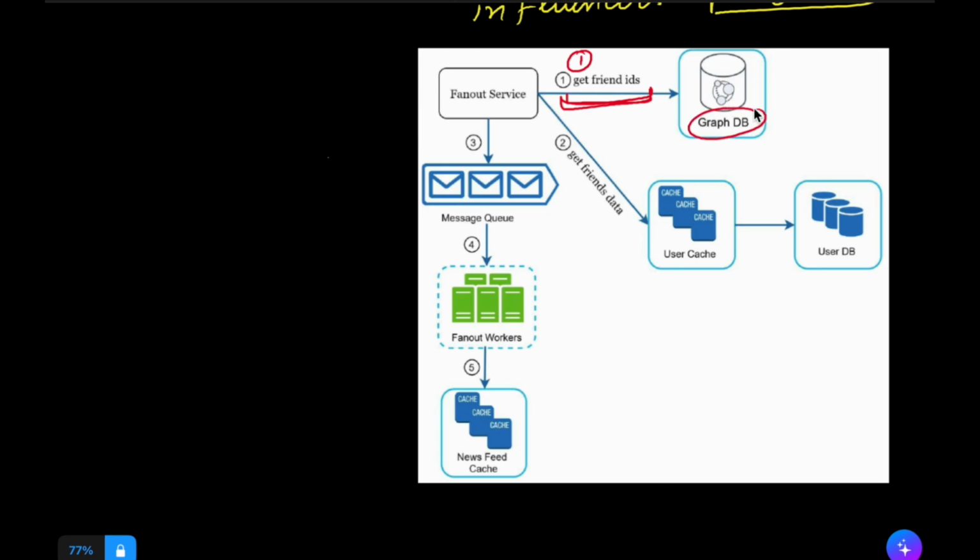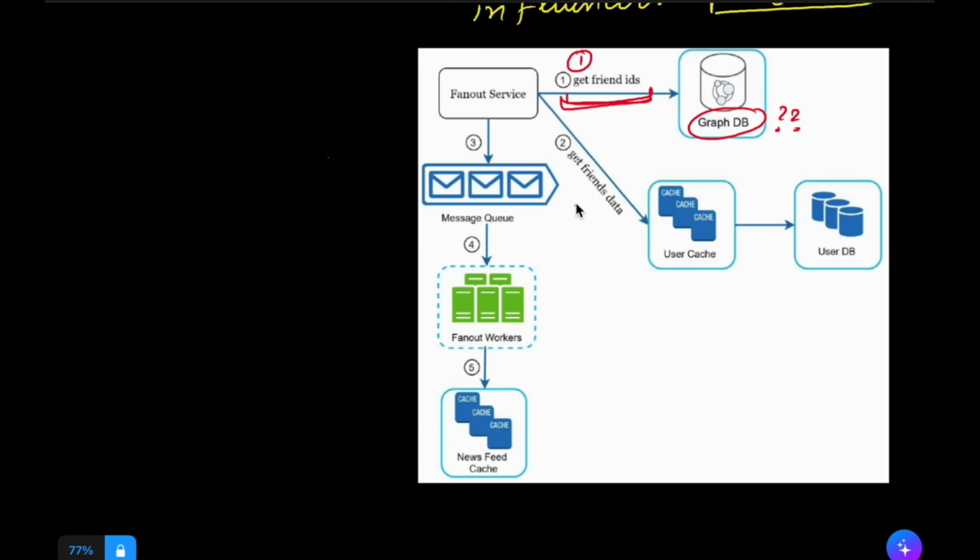So why do we use a graph database? This is an interesting thing. A graph database is suited for friend relationships or recommendations, and depending on it, what posts each of the friends can see. That's why we use a graph database. You can read more about this database in detail. I will post the link in the description box. So whenever the request comes to the fanout service, it gets the friend IDs.